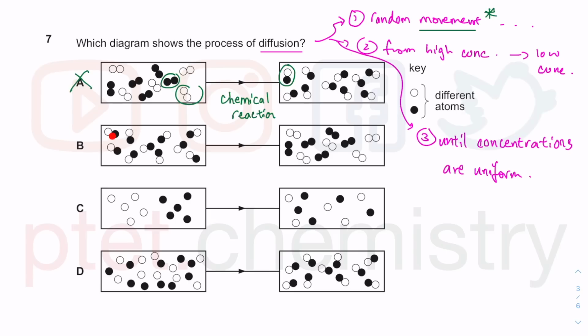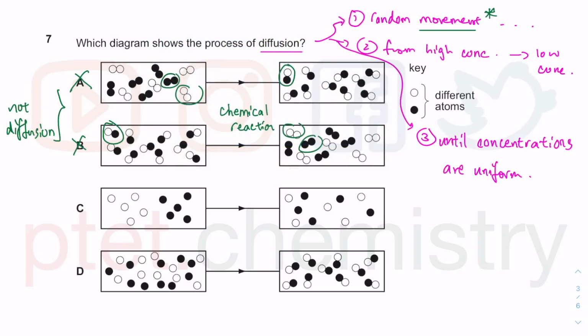Here you get black and white together, but now you have white and white and black. This is the opposite of that. So both A and B are chemical reactions and not diffusion. Okay, they are representing a chemical change. There's a change in identity. We'll deal more with these when we come across the next topic on atomic structure.